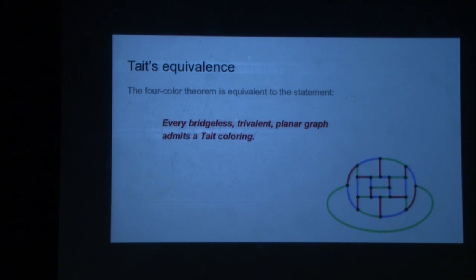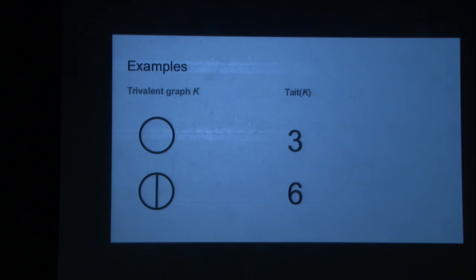What's interesting about this, the notion of a Tate coloring of the edges doesn't depend on planarity of the graph. We can now forget about the plane, and we can just think about the abstract graph, planar or not, and consider the question of Tate coloring its edges. So for the purpose of this talk, Tate of K is the number of Tate colorings of a graph, not necessarily a planar graph, but a trivalent graph K. So here's some examples which also illustrate what I mean by a graph.